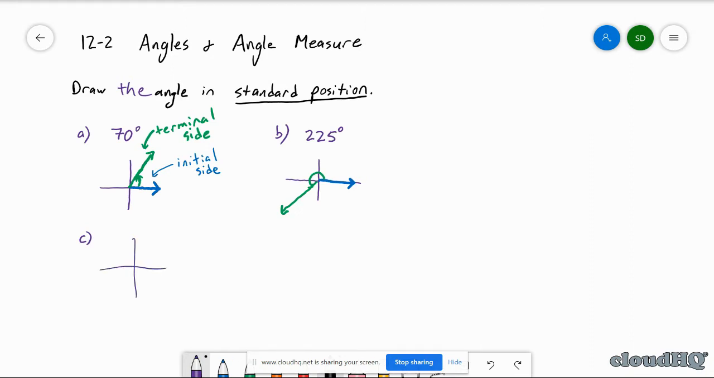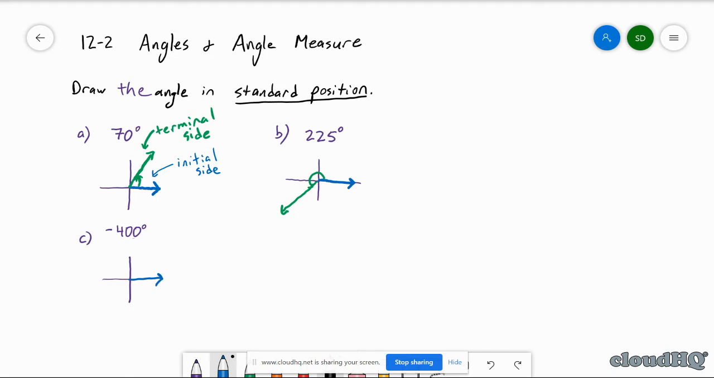Let's do a negative one. Actually, let's go negative 400 degrees. I don't like my initial purple line, it's not very straight. I'll just try this again. Okay, so initial side will be right there.